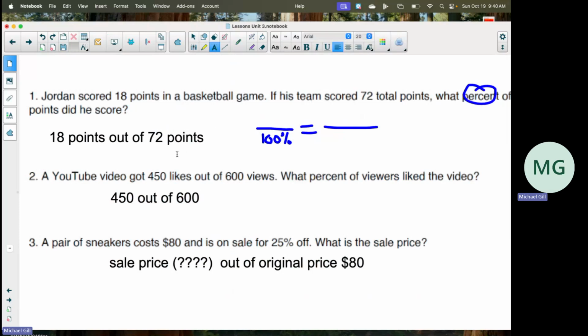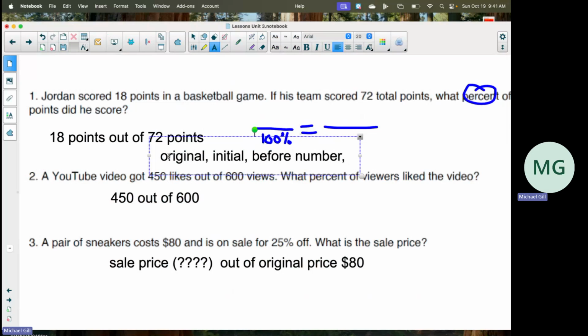I gave them a little cheat sheet that they were supposed to copy down about what words will tell you which number is the 100% number. If it says original, that's automatically going to be the 100% number. If it says initial, kind of same thing. If it's the before number, the number that comes first chronologically, basically.